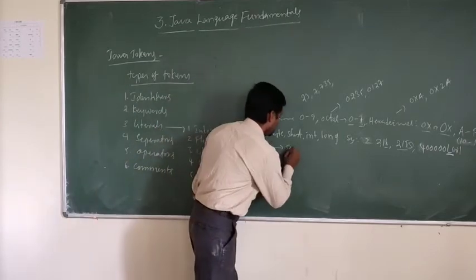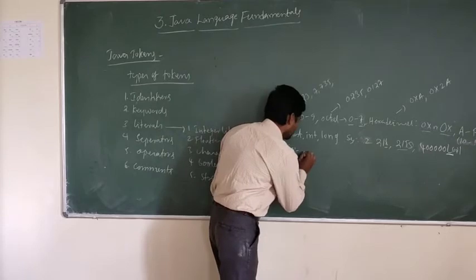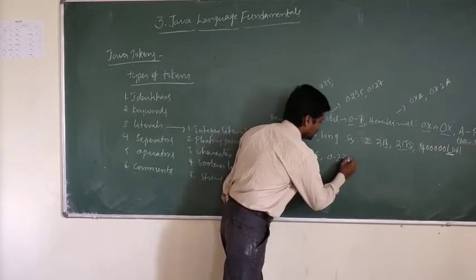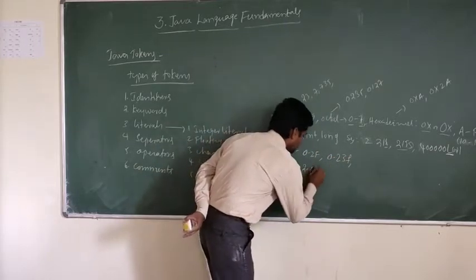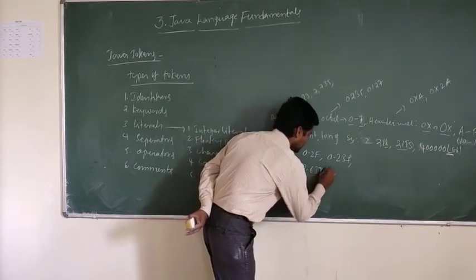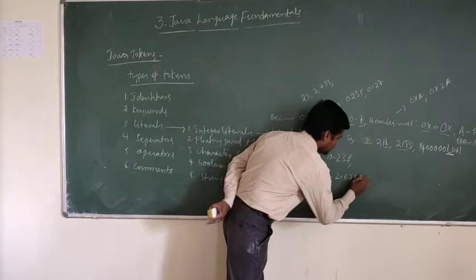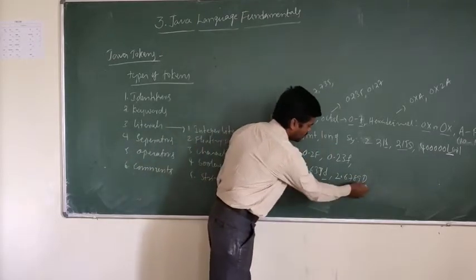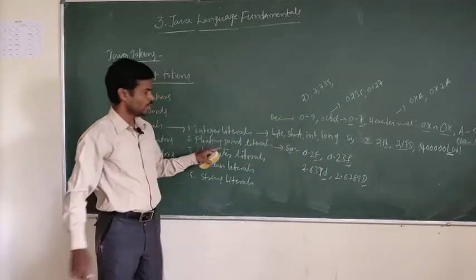So examples of floating point. For example, 0.2f or 0.23f, or double 2.637d or 2.6789D. So you can define D for double, F for float. Like that you can define the floating point.